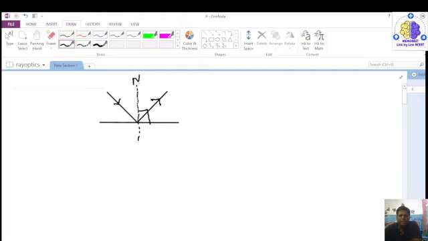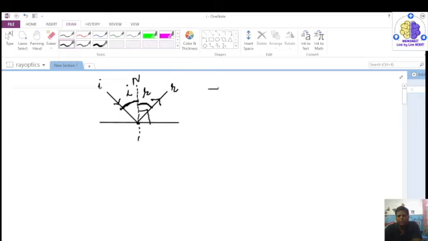This normal is a line which is perpendicular to the reflecting surface and passes through the point at which the light is incident, and this point is known as the point of incidence. Now, the angle between the incident ray and the normal is known as the angle of incidence, and the angle between the normal and the reflected ray is known as the angle of reflection.